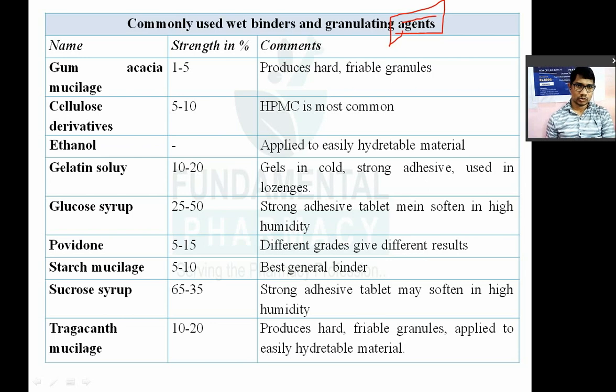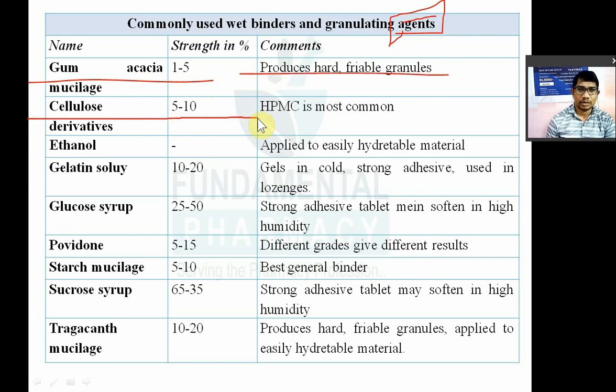So commonly used binders and granulating agents. Gum acacia mucilage 1 to 5%. Now क्या करता है ये? It produces very hard and friable granules. Cellulose derivatives, microcrystalline cellulose 5 to 10%. HPMC is most commonly used. Ethanol भी granulating agent है, applied to easily hydratable material.